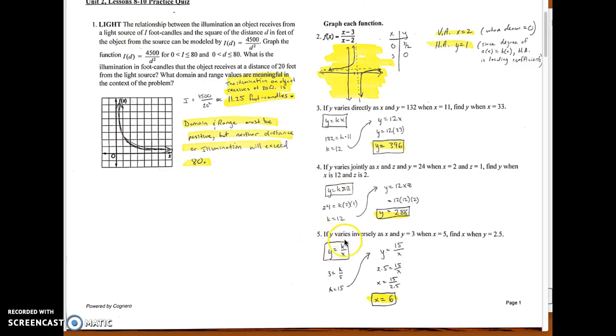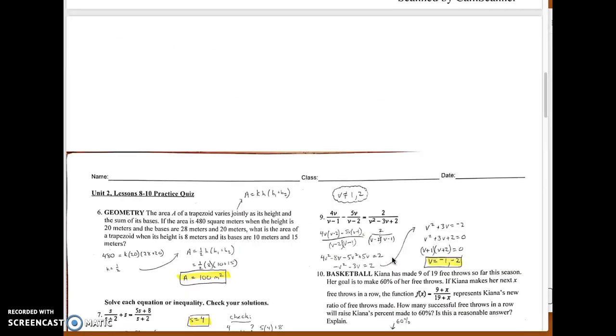Number 5 is an inverse variation equation, so I wrote that formula down. I plugged in the given information and I got k is 15. Then I plugged k in, have my new equation, and I used that to find the value of x when y was 2.5 right here. Going on to the back.